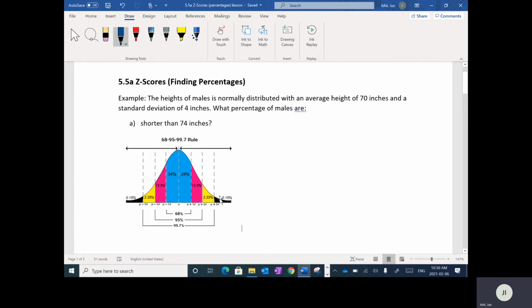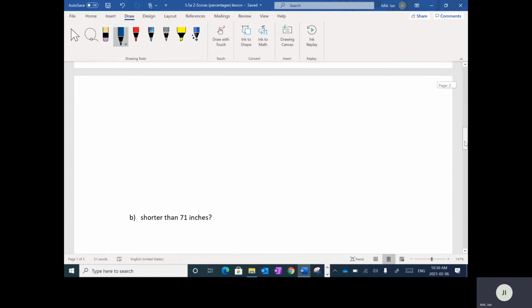With this first example, I'm going to do a little bit of review and introduce the z-tables through one question where the actual number, the 74 inches, is on one of these markers. And then I'm going to go through some examples for when it's not.